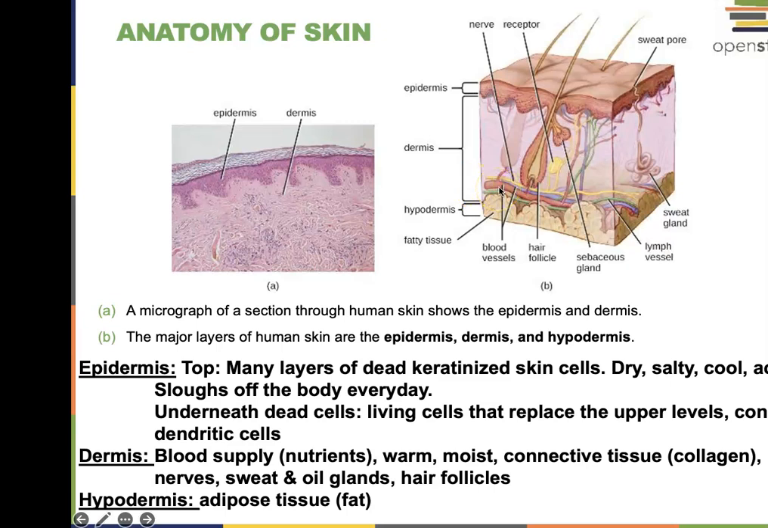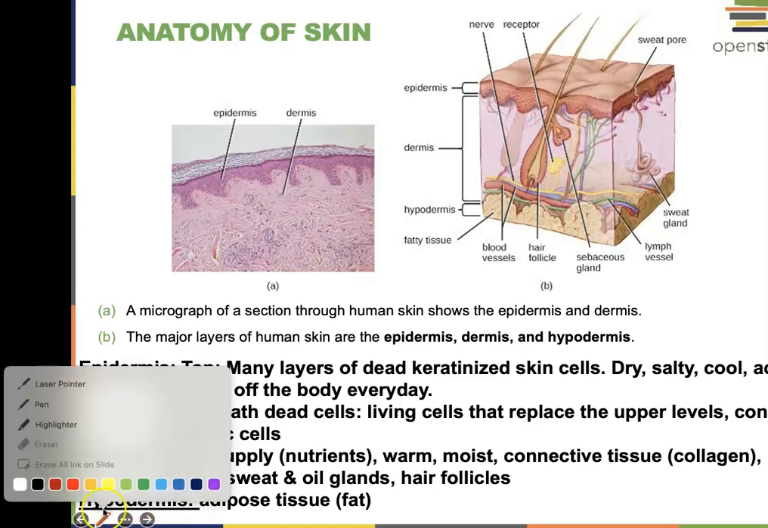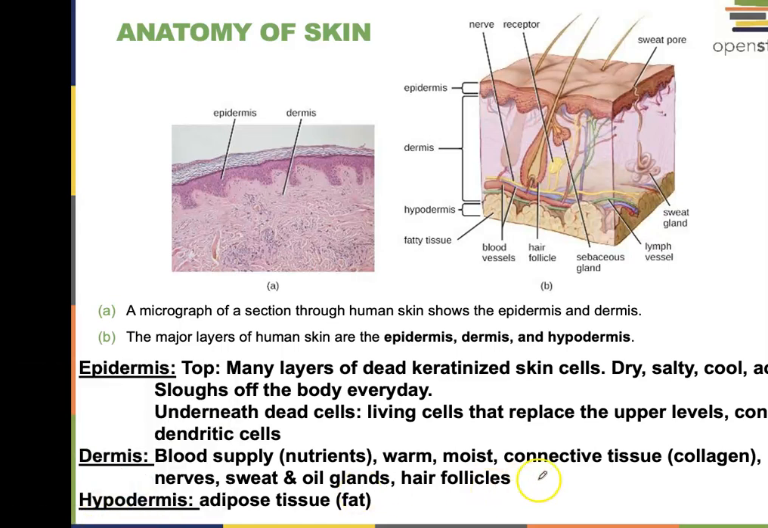So the dermis is a more livable place for microbes. You can think about that because it does have a blood supply and there's nutrients present. It's a warmer, moister environment. The primary stuff that's there, right? It's not a bunch of cells.